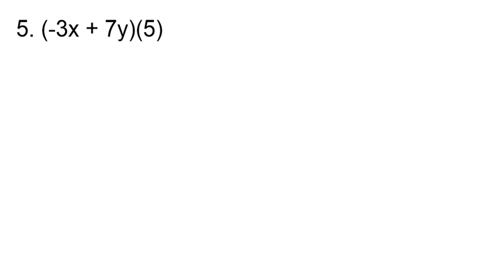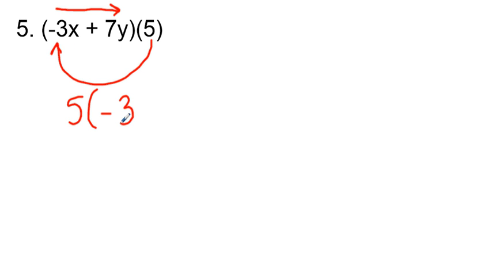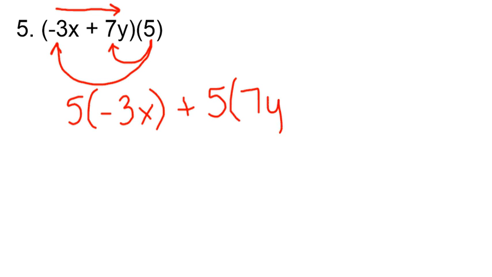Here's an example where the number that is being distributed is in the back. Whenever it's in the back, it really doesn't matter if it's in the front or the back. You just have to remember to distribute from left to right, okay? So we're going to write this as 5 times -3x, and then we're going to multiply 5 times 7y. Okay, again, from left to right.